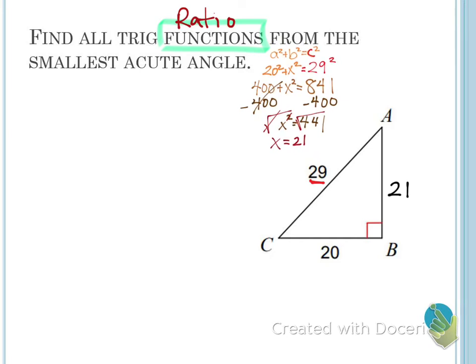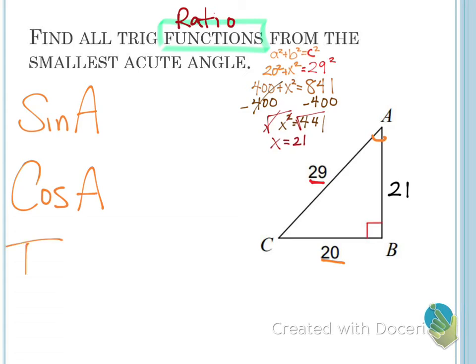So now we're going to find all the trig ratios or functions, however you want to say it, from the smallest acute angle. So which of these is the shortest side? 20. So what angle is across from that? A. So we're going to be looking into this triangle from A. So we're finding sine from angle A, cosine from angle A, and tangent from angle A. Remember, you've always got to tell me what angle you're coming from, or your sentence does not make any sense.